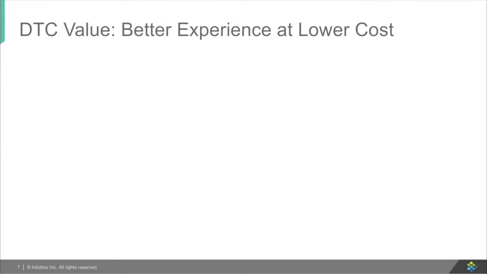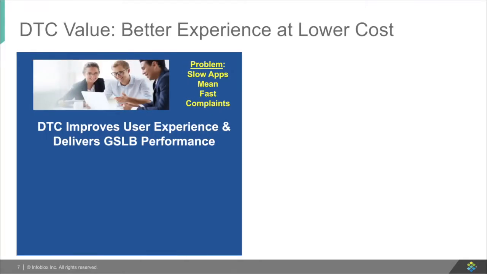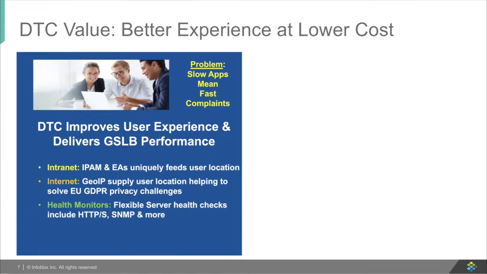And we'll jump forward. Yeah, so I think we want to share also about the value just in terms of better experience and lower cost. One of the big problems, right, that we hear and that we face is that when apps are slow, complaints rack up, either customer complaints or perhaps complaints that go to the NOC, and that's a real challenge. But DTC improves user experience and delivers GSLB performance. Ross, can you walk us through perhaps some of the ways that experience and performance is improved through DTC?